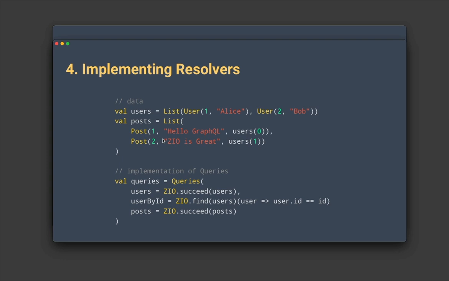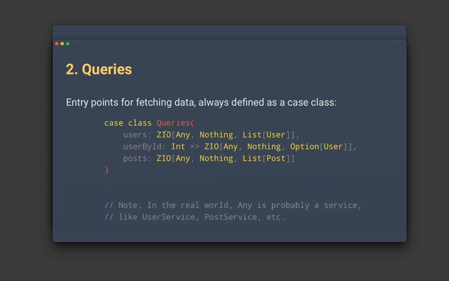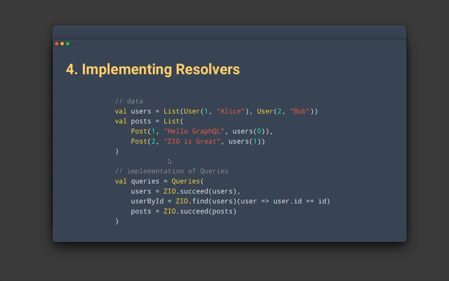Here I have some sample data for our application right there. And then what we'd be doing is creating a list of queries, just like I showed in the previous slide. This is an actual implementation of these queries here, the users, user by ID, and posts. This is the case class queries right here. And then when we come back over here, this is the users query. This is the user by ID. And then this is the posts query right there. So that's an implementation of queries.